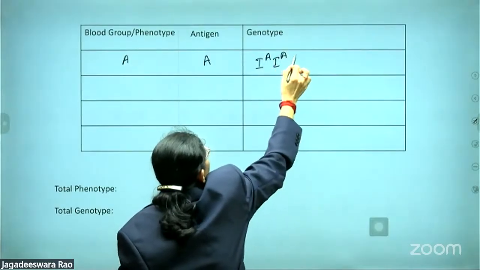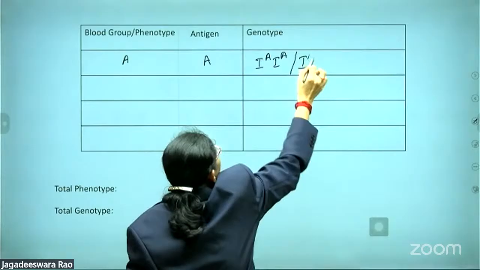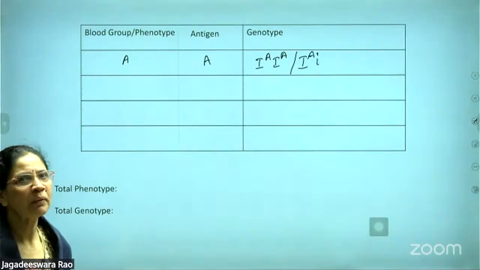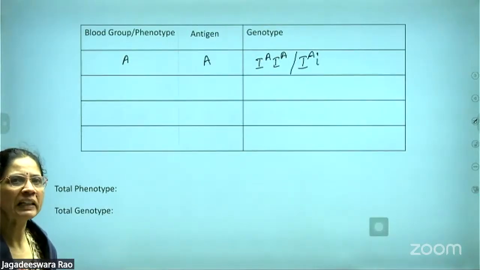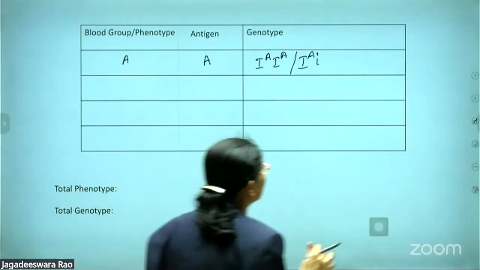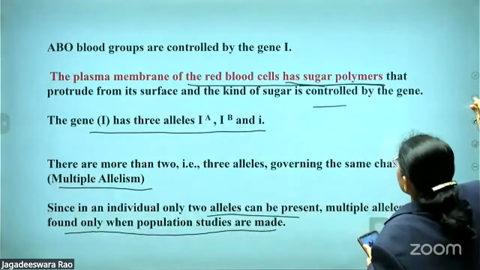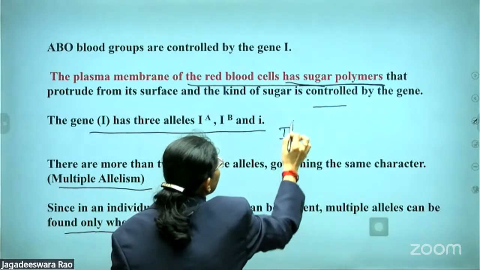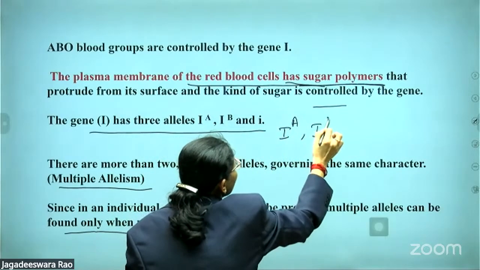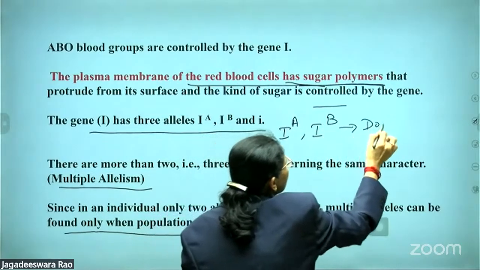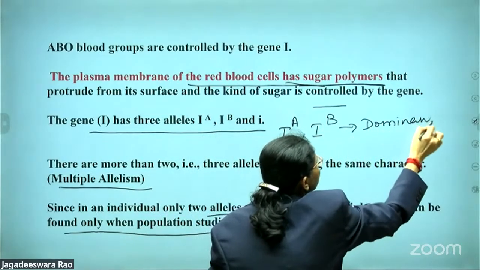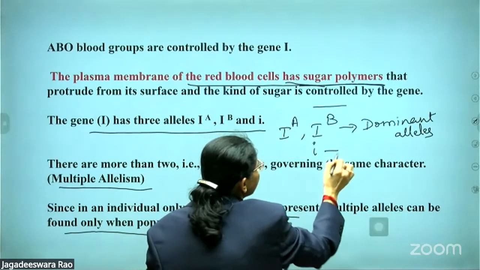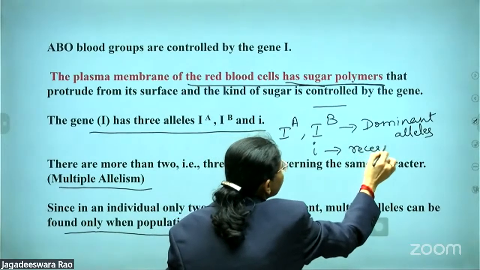This can be dominant or capital A, then a small i here. That means you need to remember here, small i is completely recessive. Okay, let me go back to the previous slide so that I can explain you about this. Here IA and IB both are dominant. What are they? Dominant alleles. And small i, this is a recessive allele.